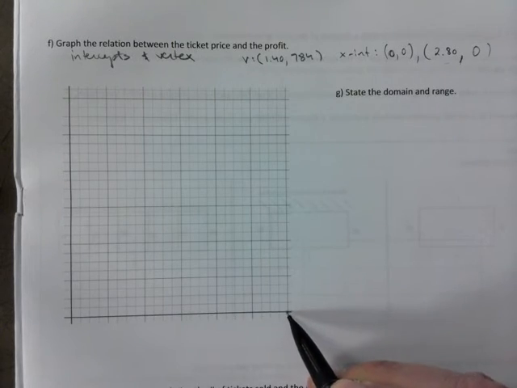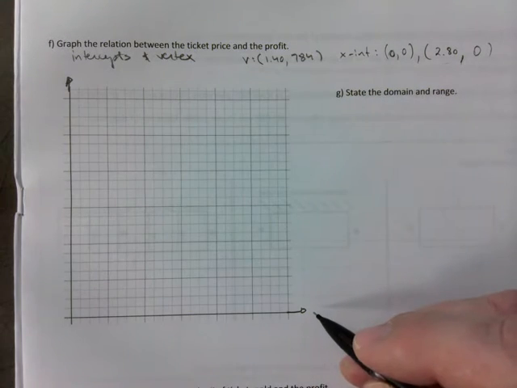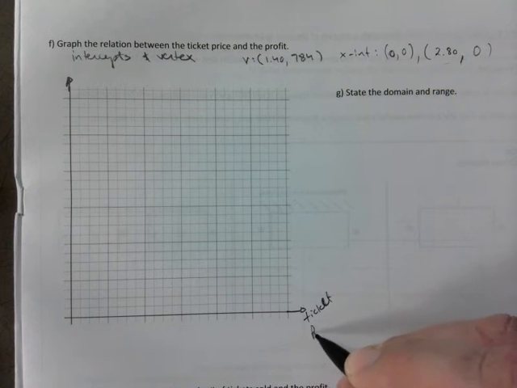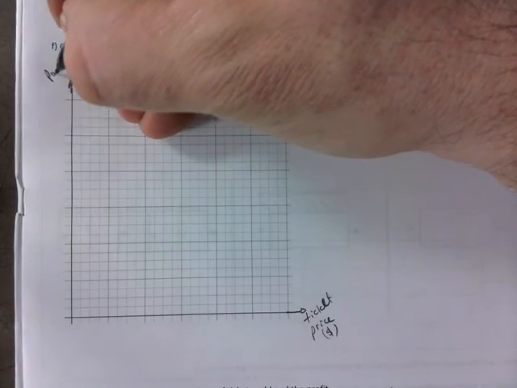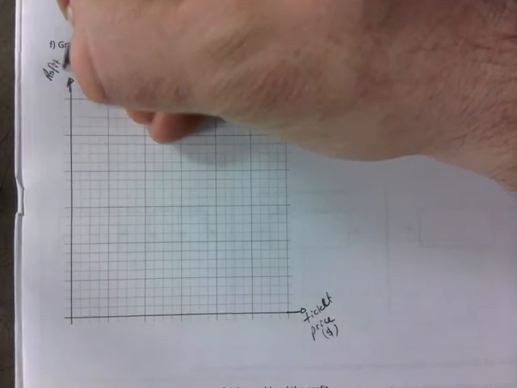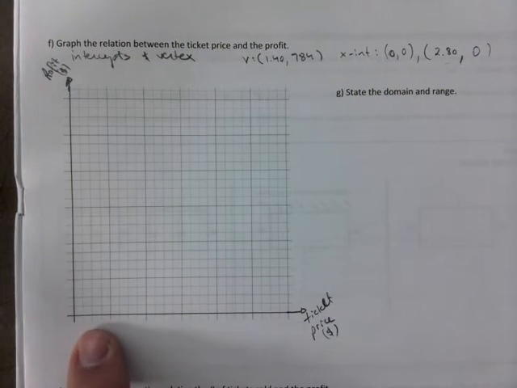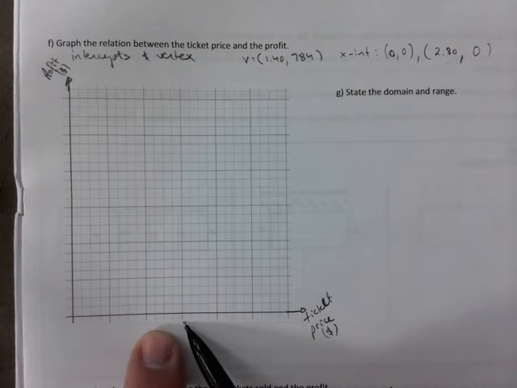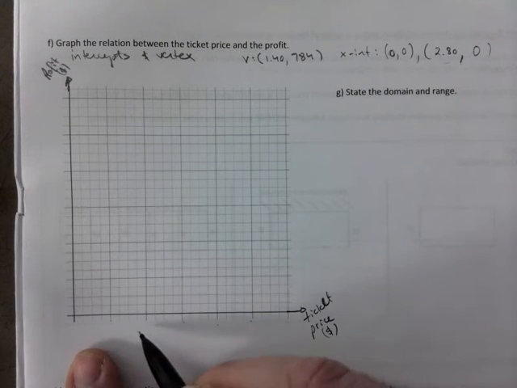So go ahead, watch this, right? You gotta make sure you don't lose silly marks here. So what do we have here? This is ticket price, and it's in dollars. So if you want to get the full marks, make sure you have that. Here you have your profit. It's also in dollars. Let's see here. 0.5, 1, 1.5, 2, 2.5, 3. So I'm going to go up by 0.5.